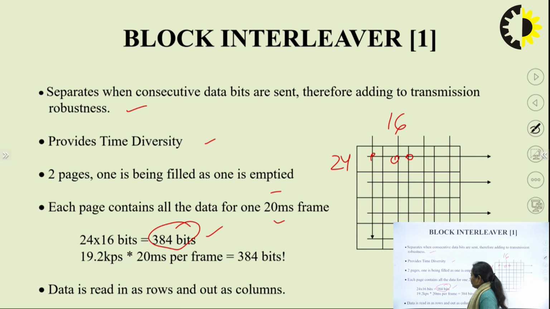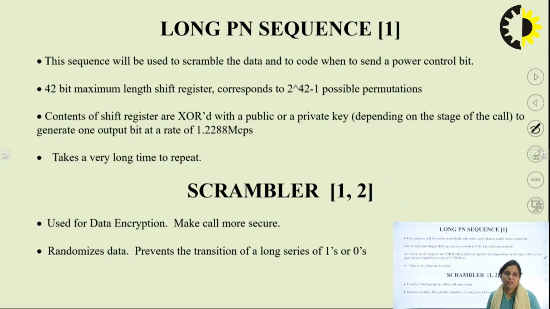Now, 19.2 kbps is multiplied by 20 milliseconds per frame, so the total number of bits will be 384. Data is read in as rows and out as columns. So, this is the reading, and this will be the output, meaning this will be the input and the output will be like this one. So, this is the use of the block interleaver.